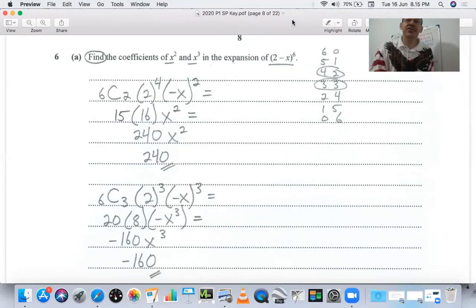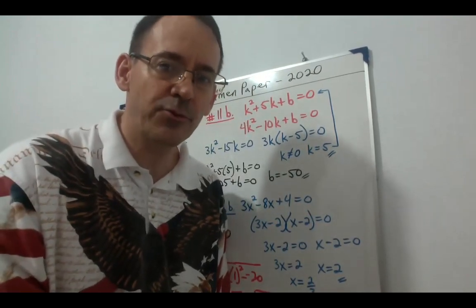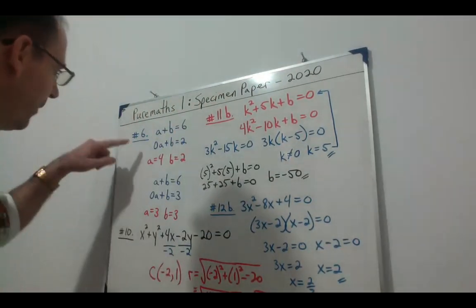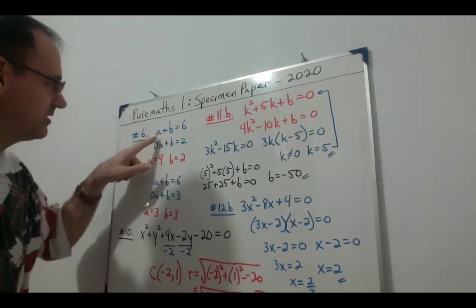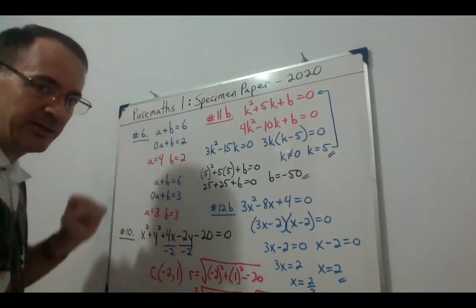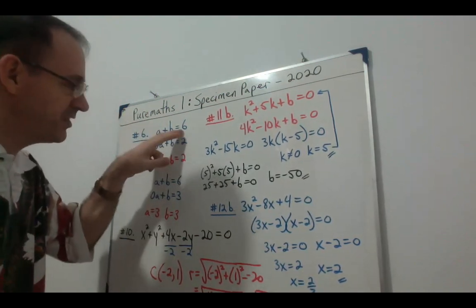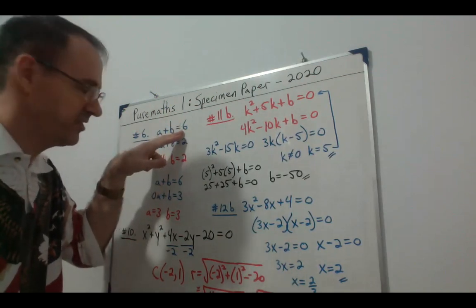Now let me stop the sharing for a second and just show you an alternative way that you can get that by looking over here. So here's number 6. You can say A plus B. This is the A and the B in the binomial expansion. And this is the n, or the exponent, to which the expansion is taken.